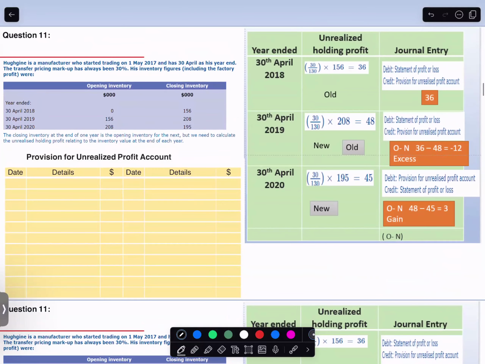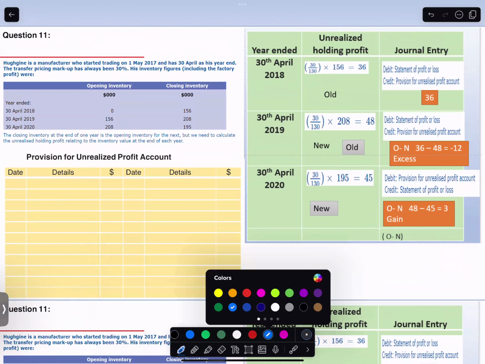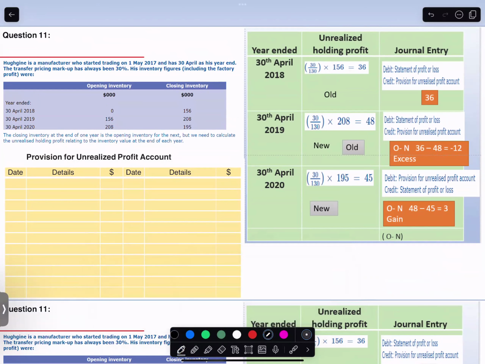Now you have to create a PUPA account. Come on. First PUPA. The first PUPA is 36. Give me the entry. For the entry: statement of profit and loss debit and provision for unrealized profit credit. So on the credit side, PUPA is credit, 36 on the credit side. And I'll write statement of profit or loss. It's just like provision for doubtful debts. On the last date, that is 30 April 2018.